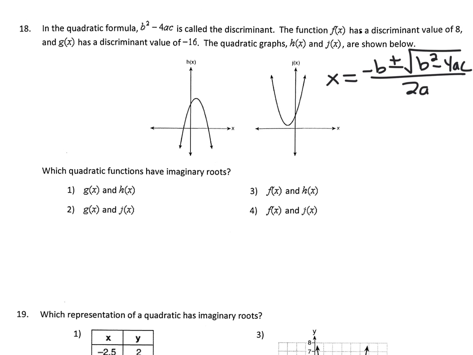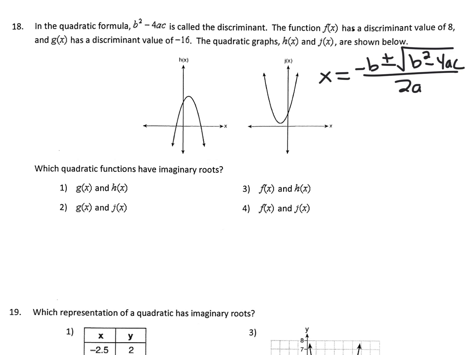Okay, so they're saying f of x has a discriminant value of 8. So that's a positive number under the radical, which is going to give us real roots. Whereas g of x has a discriminant of -16. That's a negative under the radical, which is going to create imaginary roots. So g of x is going to create imaginary roots, whereas f of x is not.